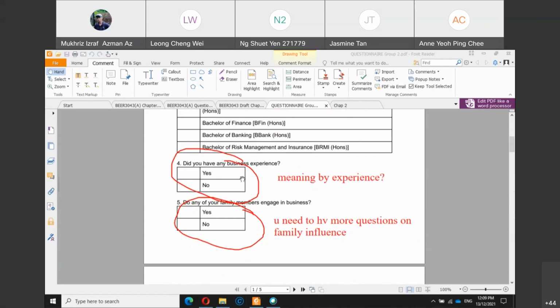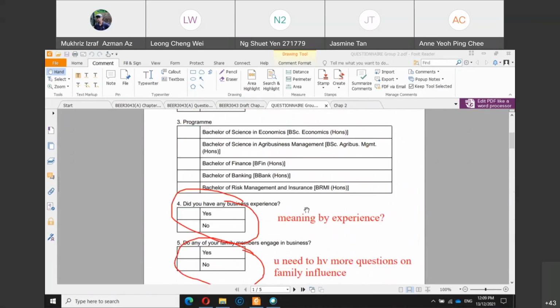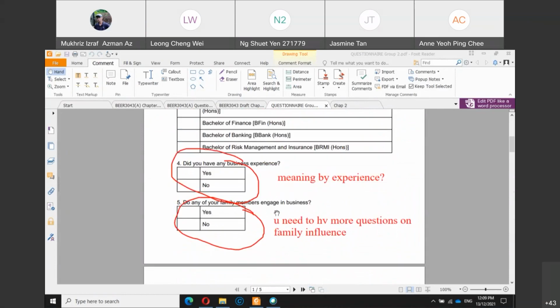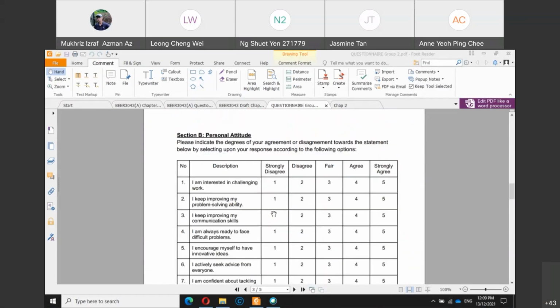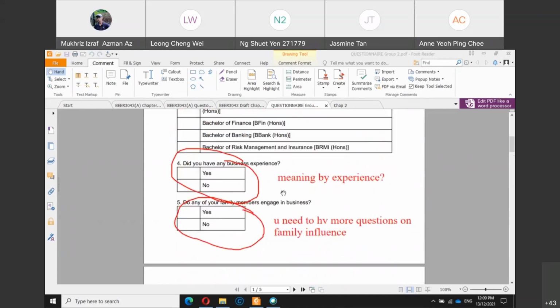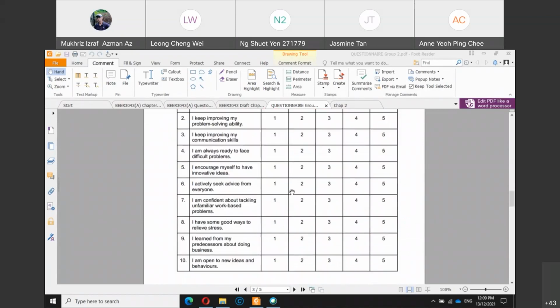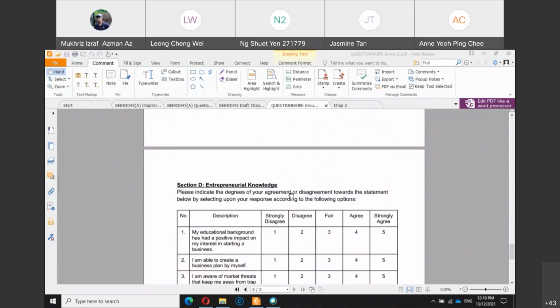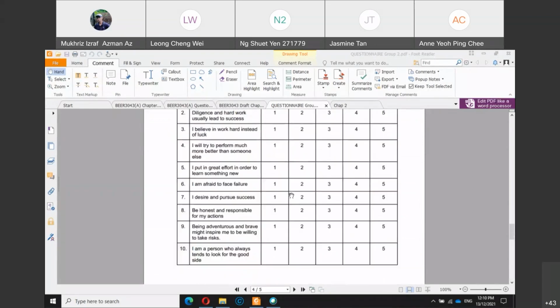Okay, but I don't understand this one. Did you have any business experience? What do you mean by experience? When you add a few questions here and there, there is no continuity. You ask suddenly question number 4, and suddenly you ask about the family. There is no mention about family in the rest of the sections. So whatever question you want to ask, it must have some connection with the rest of the sections here.